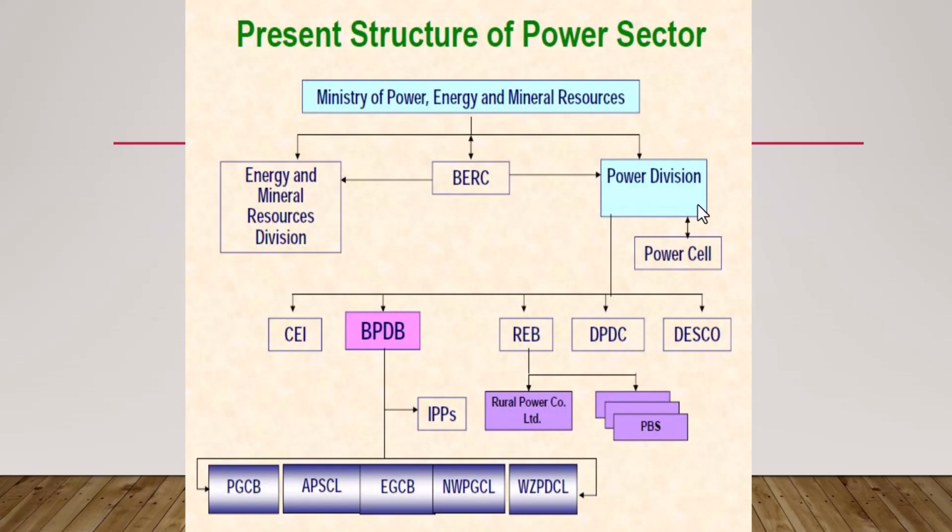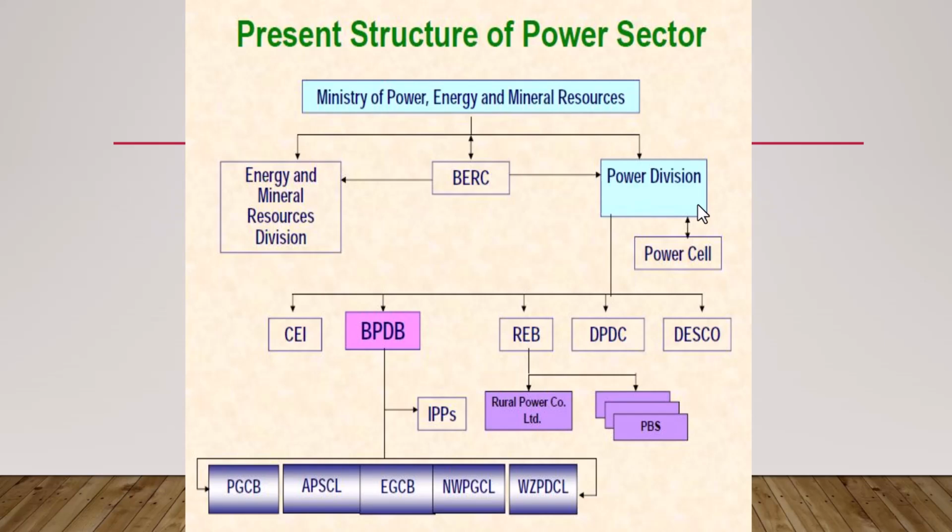Moving down, we will see the main operational bodies. BPDB, the Bangladesh Power Development Board, is the core government institution responsible for power generation and also involved in some transmission and distribution. BPDB oversees several state-owned generation companies like PGCB for transmission, APSCL, EGCB, NWPGCL and WZPDCL, and it also works with independent power producers, IPPs, which are private companies generating electricity and selling it to the grid.